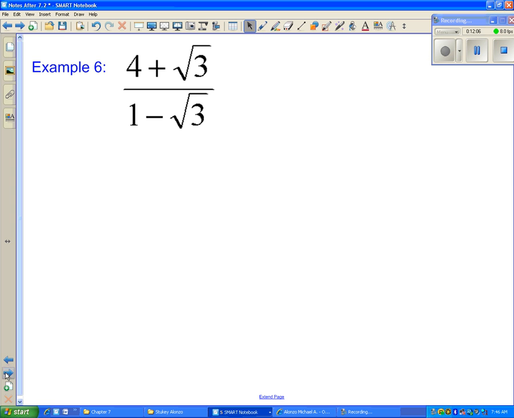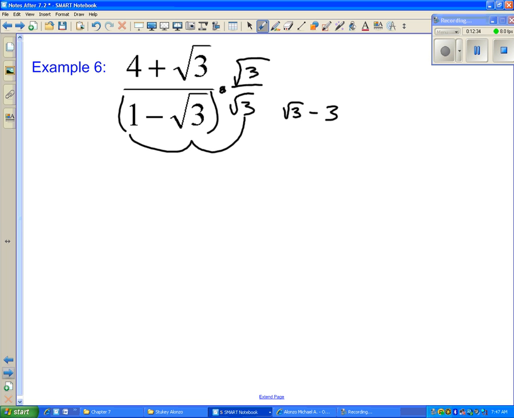Let's do a couple of these examples. 4 plus the square root of 3 divided by 1 minus the square root of 3. I want to get that square root of 3 out of my denominator. If I just multiply by the square root of 3, it's not going to work, because if I was to distribute the square root of 3 in here, I would get the square root of 3 minus 3 in my denominator, and there's still a square root of 3 there. So I have to do something different.